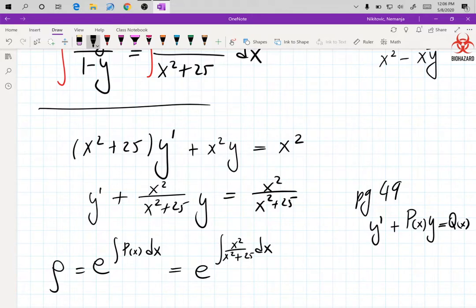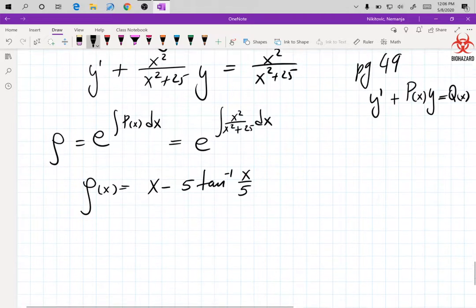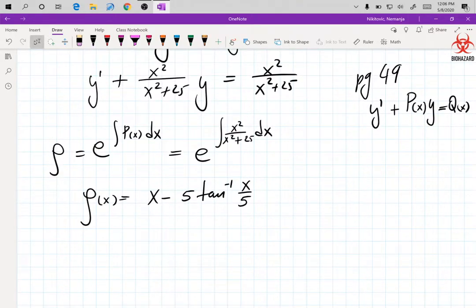Squared divided by squared. Just want to see if I'm going to end up with anything that is actually easy for this one. And when I integrate this, yeah, you just get a huge mess. Rho of x is equal to x minus 5 inverse tangent of x over 5. So this is what you are supposed to multiply into everything.